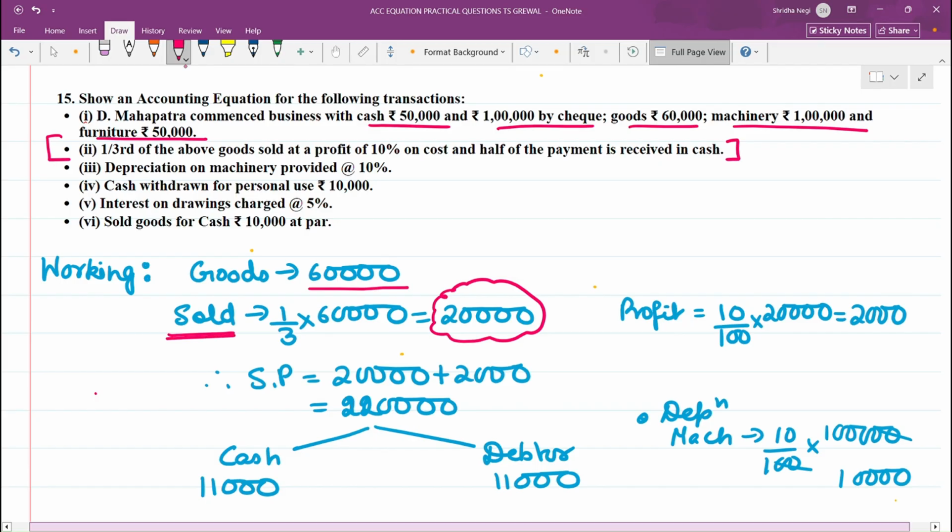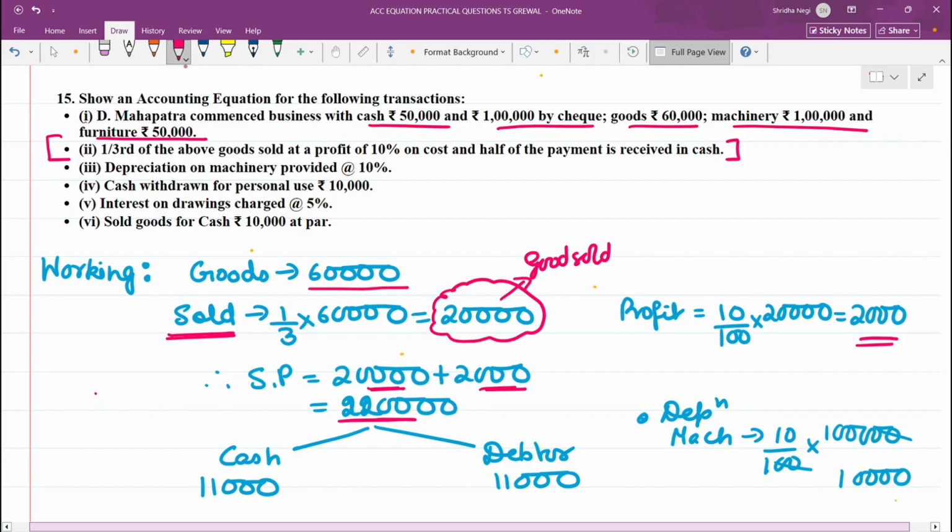They were sold at a profit of 10% on cost. So how much is the profit? 10% of 20,000, which is 2,000. So what will the selling price be? It is sold at a profit of 10% on cost. So cost is 20,000 and your profit is 2,000, which makes the selling price 22,000. So you have to calculate all this.